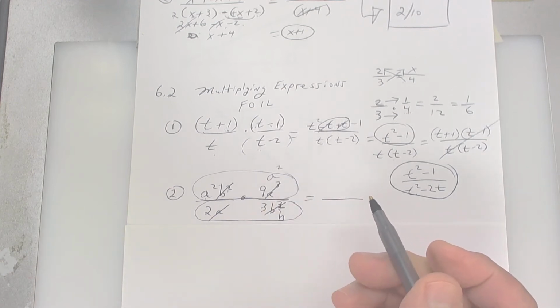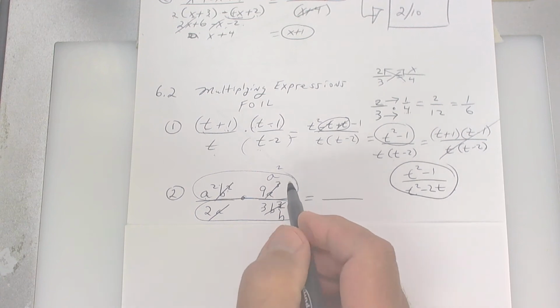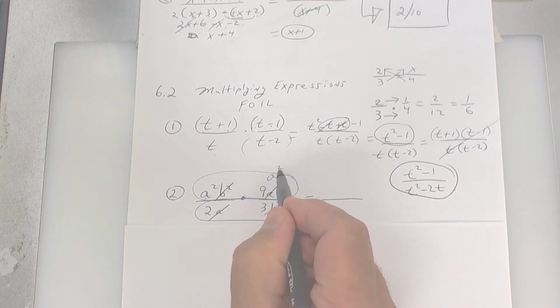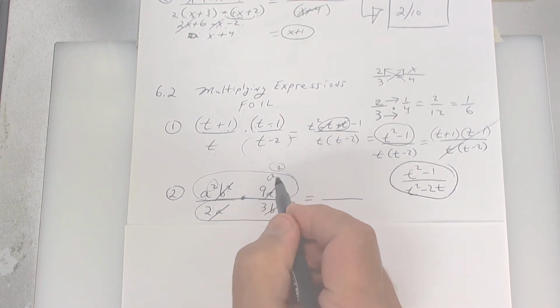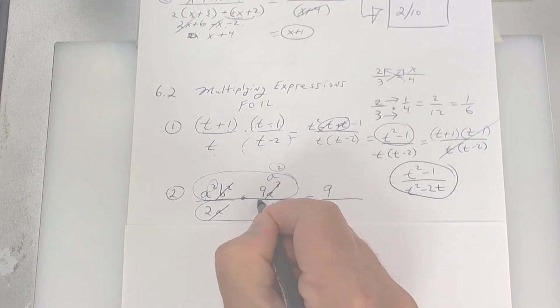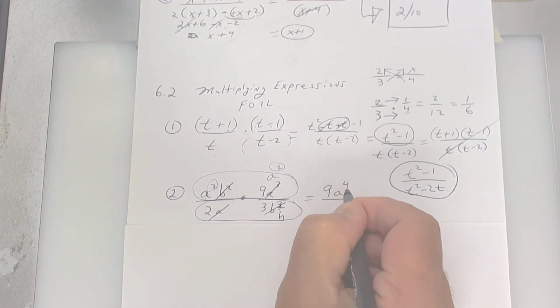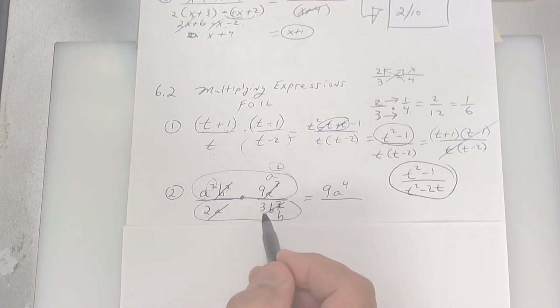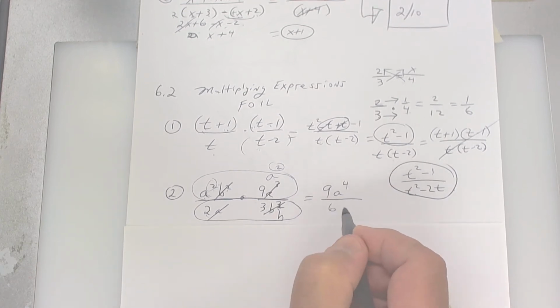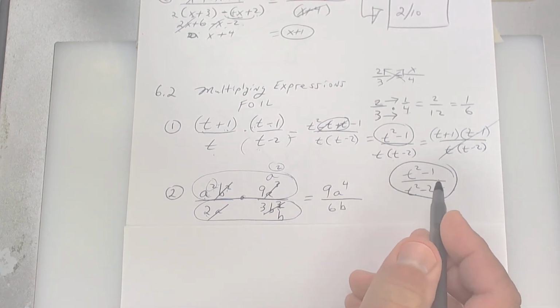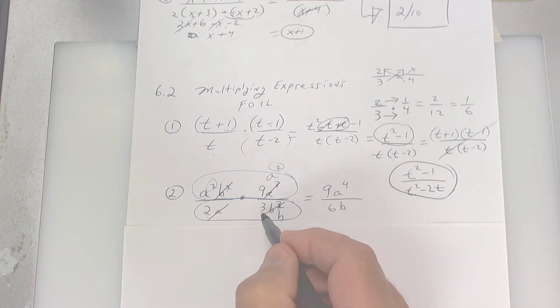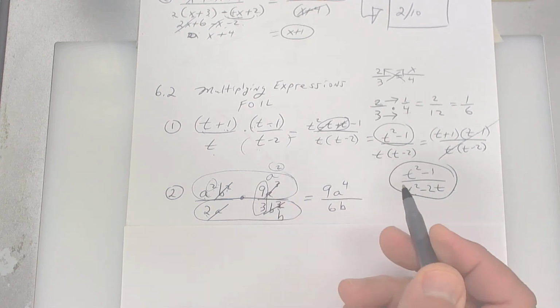Let me see if there's anything else. I don't see anything else I can reduce. So this is A squared times A squared. Remember, you add the exponents. So it's going to be 9. Don't forget that 9. A to the 4th over 2 times 3 is 6, and I think it's going to be 6b.